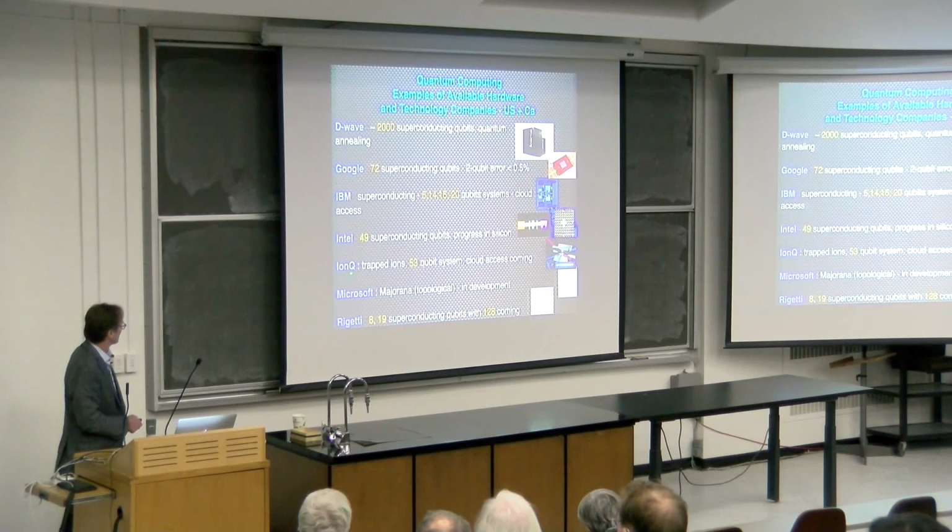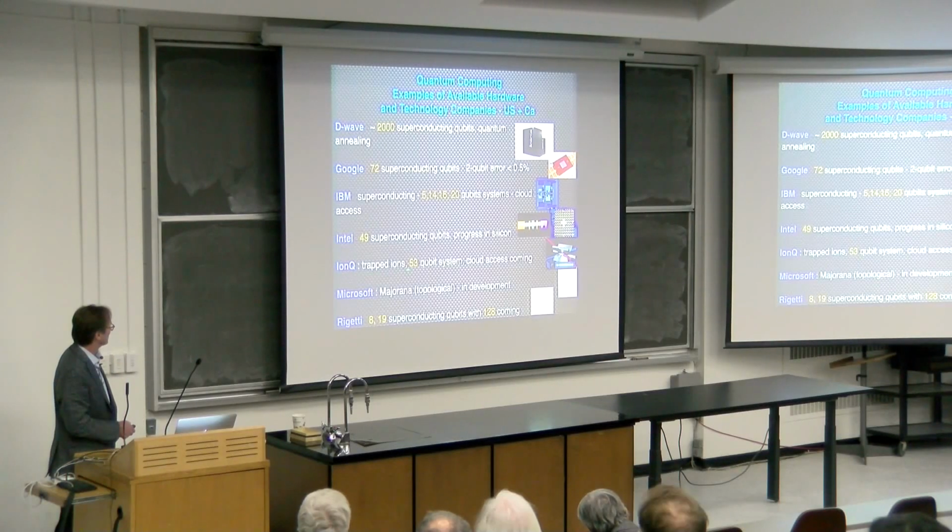IonQ, a commercial company spun out from the University of Maryland, uses trapped ions. They have a 53 qubit system with cloud access coming. Microsoft has no system at the moment, but they're developing topological qubits, and Rigetti has a system where you can get up to about 128.